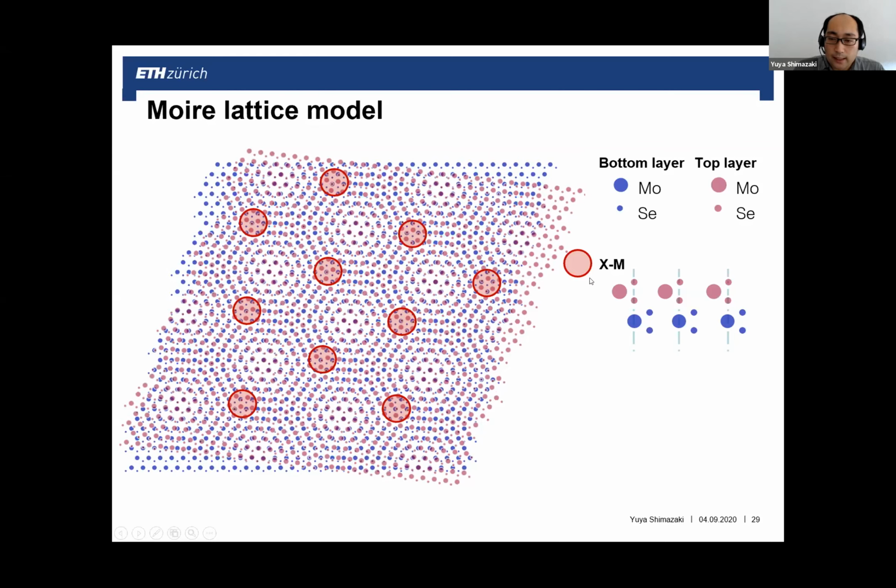And here, at this site, we think that the energy of the bottom layer has a local minimum on this metal site. And in this light blue area, we have the metal atom in the top layer aligned to the chalcogen atom on the bottom layer. At these sites, we think that there are potential minima at these metal atoms. Given that there's no tunnel coupling between the two layers, we think that these lattices behave as a kind of independent triangular lattice for each layer.